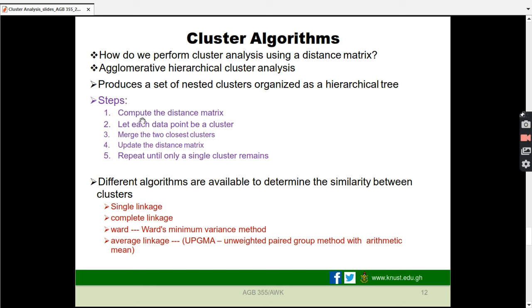First of all, you have to compute the distance matrix. Secondly, we let each data point be a cluster. Thirdly, we merge the two closest clusters. Fourth, we update the distance matrix, and fifth, repeat till we get a single cluster. These are some of the different algorithms that are available: single linkage, complete linkage, Ward, average linkage, and mean average linkage, which is the UPGMA, unweighted pair group mean.